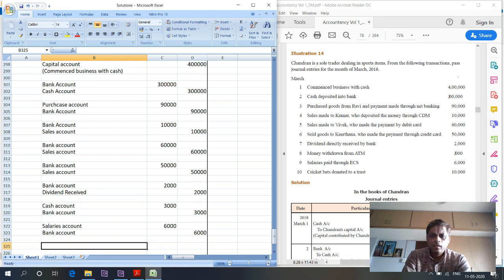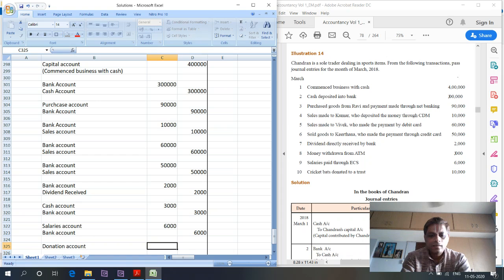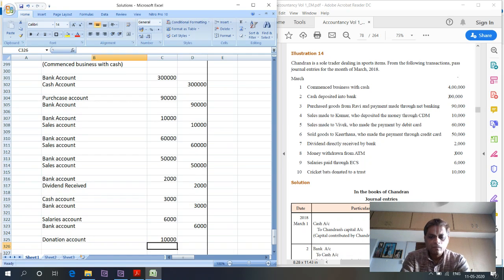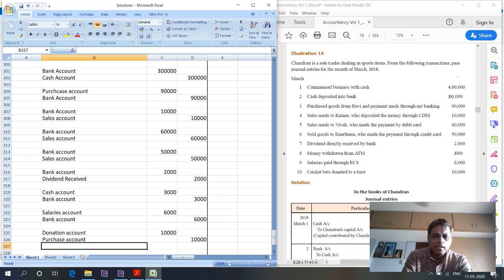Next journal entry is cricket bats donated to a trust for 10,000 rupees. So donation is an expense. Donations account 10,000 debit, and credit is going out from stock. We have sports goods items, so for the time being we'll credit our purchase account because it is going out from our purchases. But as we progress, we will deal with purchases as converted into stock. We will discuss it later in the next chapters. So donation account debit to cricket bats purchase. So purchase account is getting credited for 10,000 rupees.